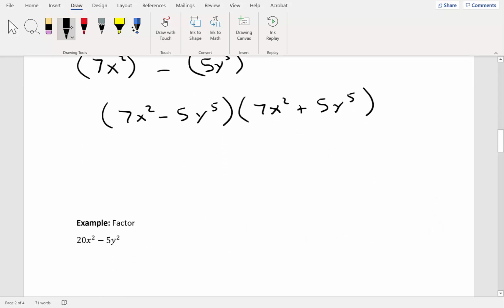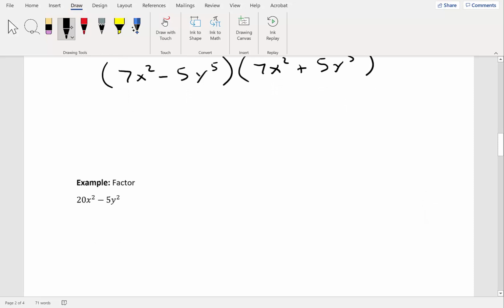Let's take a look at a couple more with factoring differences of two squares. Now our next problem, we have 20x squared minus 5y squared. Remember, our main goal is we're trying to write it out as some term raised to the second power minus some term raised to the second power. But if you take a look here at 20, I can't rewrite that as something raised to the second power.